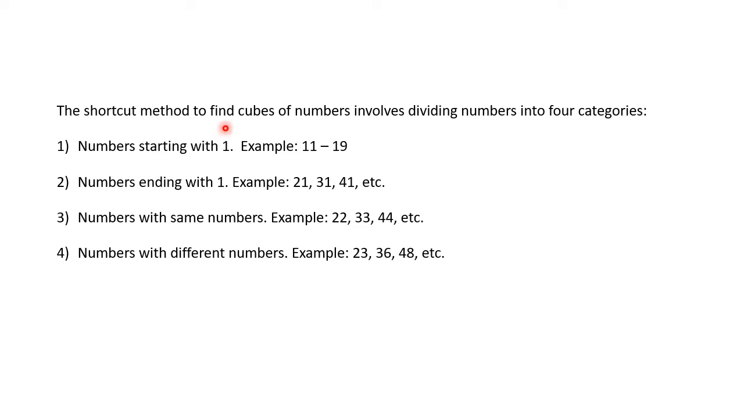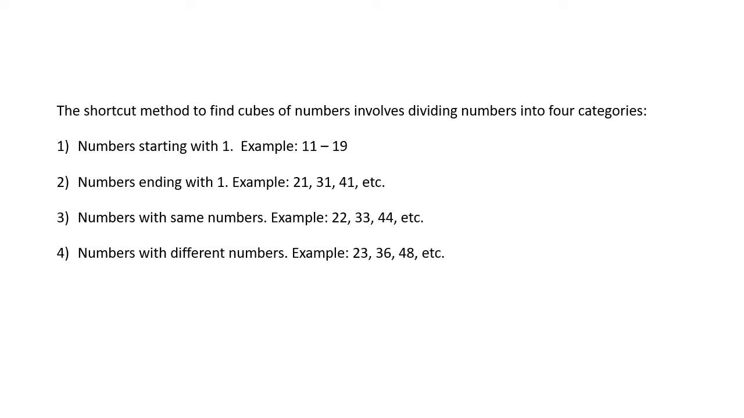To find the cubes of numbers using the shortcut method, we'll divide numbers into 4 categories. The first category is numbers starting with 1. For example, 11, 12, 13, 14, etc. These numbers start with 1. The next category is numbers ending with 1. Example 21, 31, 41, etc. These numbers end in 1.